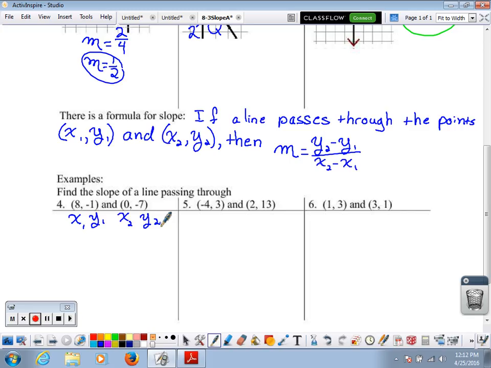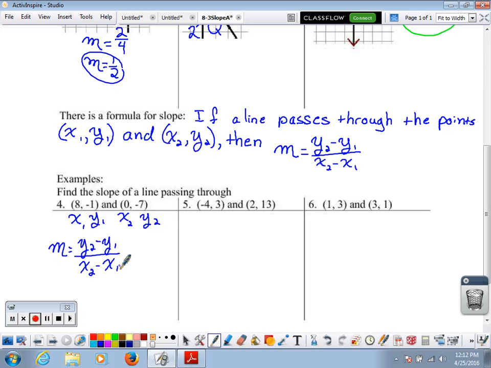Substitute. Before we substitute, what do we always want to do with a formula before we use it? Write it down. Every single time you use any formula, write it down. Take the extra 4 seconds it takes to write the formula. That's going to help you use it correctly. So m equals y2 minus y1 over x2 minus x1. Now we've identified those variables. We have that taken care of.